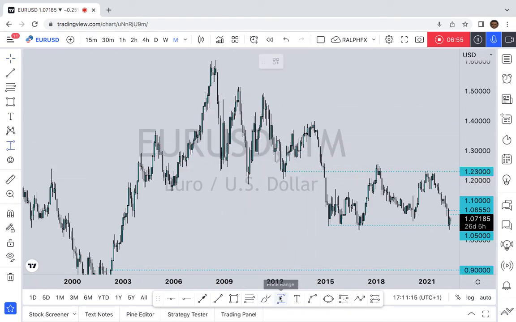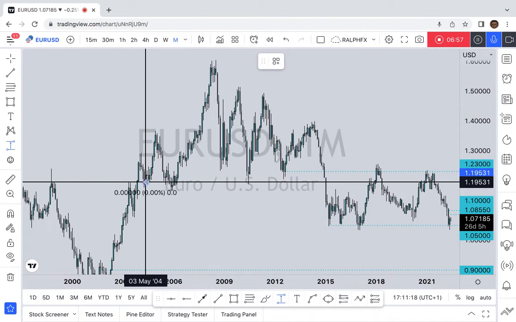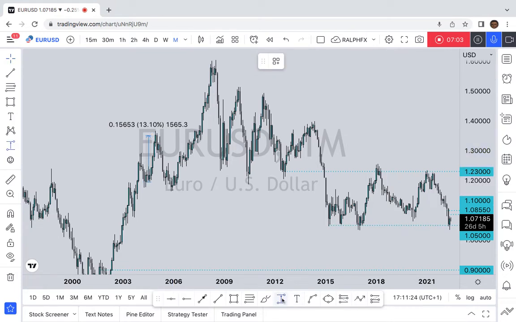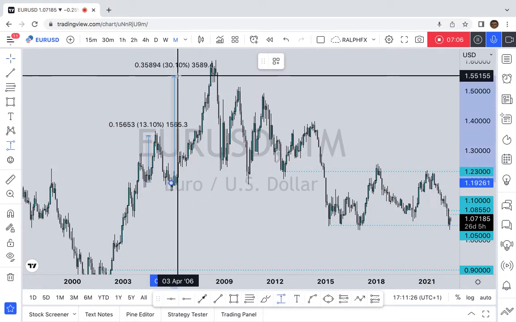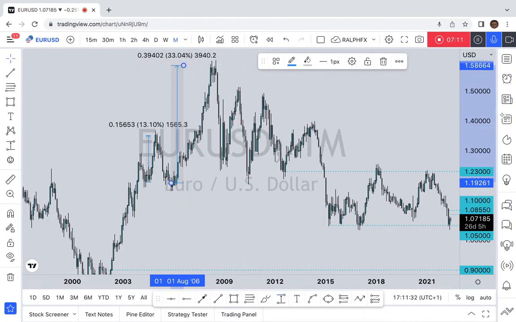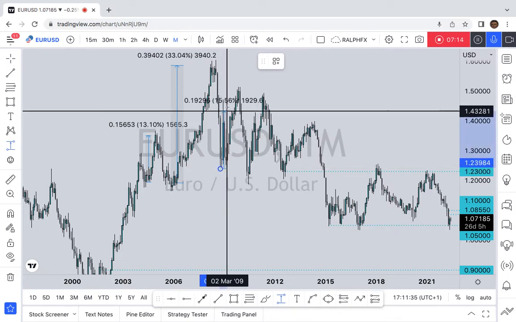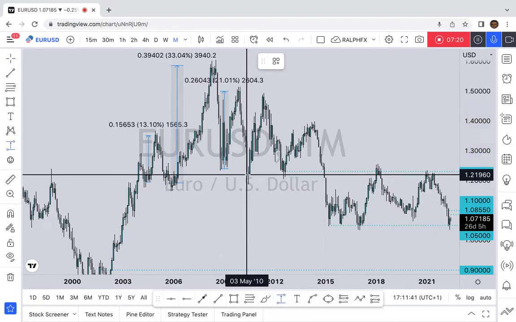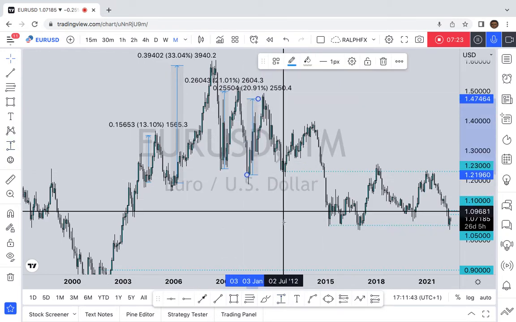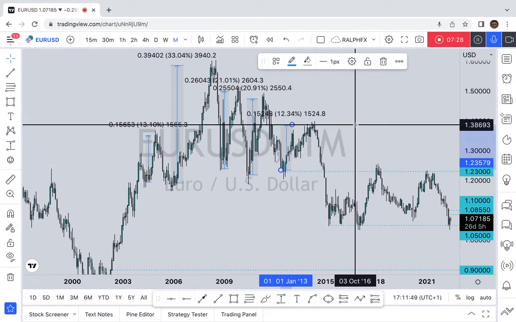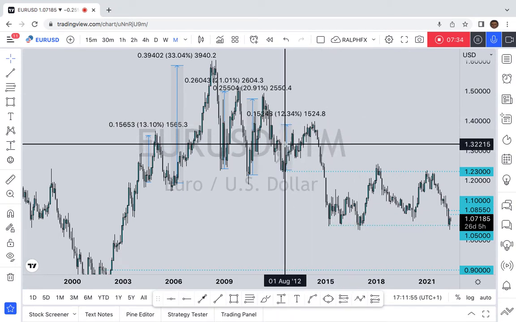Now the reactions might look small on the monthly time frame, so let's look at the pips that we got from that. This was a 1,500 pip move. This was a 3,900 pip move. This was a 2,500, 2,600 pip move. This was a 2,500 pip move. And this was a 1,500 pip move. So you can see the pip counts that price did off of these levels.